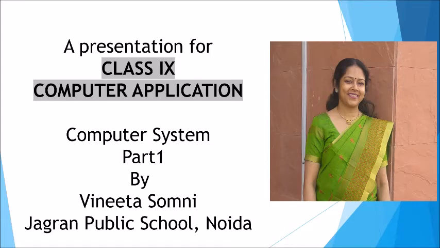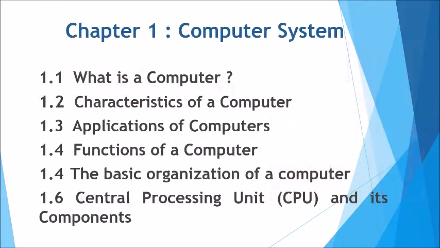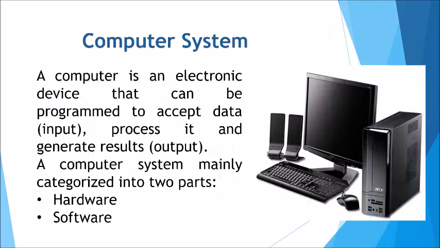This is part 1 of chapter 1, Computer System, and we are going to cover what is a computer, characteristics, applications, functions, and basic organization of a computer. Apart from this, we will also discuss the CPU and its components. A computer is an electronic device that can be programmed to accept data input, process it, and generate results output.